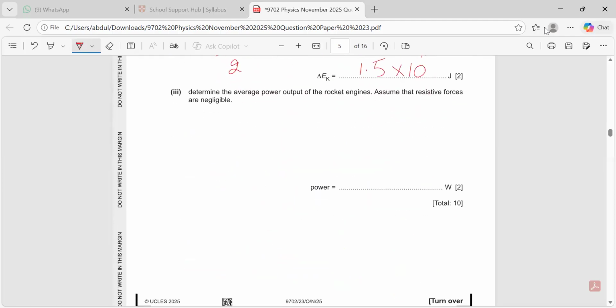Now, the next question, 2 marks. Determine the average power output. Again, my dear students, this is very important.